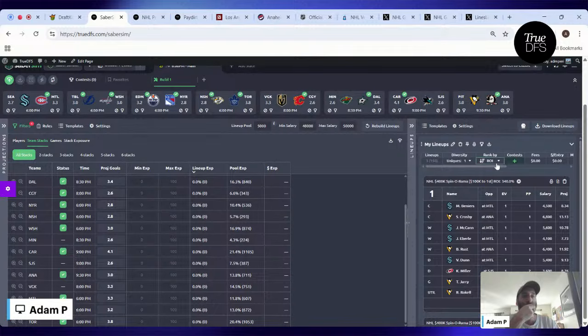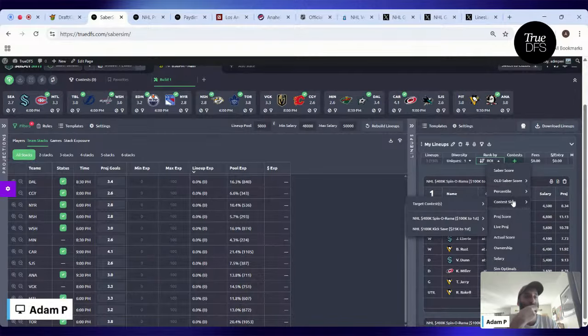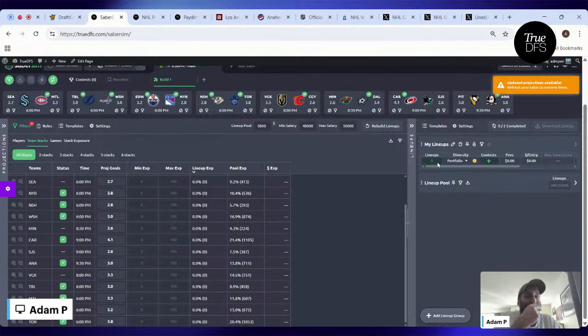We want to run the top ROI, old Saber score. They've updated Saber score too, I guess. I assume that's what it means. Oh, what if we did target ROI? Let's see if this changes it. It's target ROI, portfolio manager. See, why can't we run portfolio manager? I have to set the number of lineups, but it's not letting me.